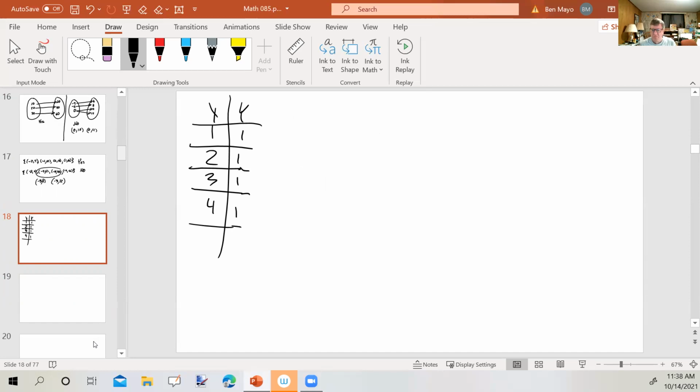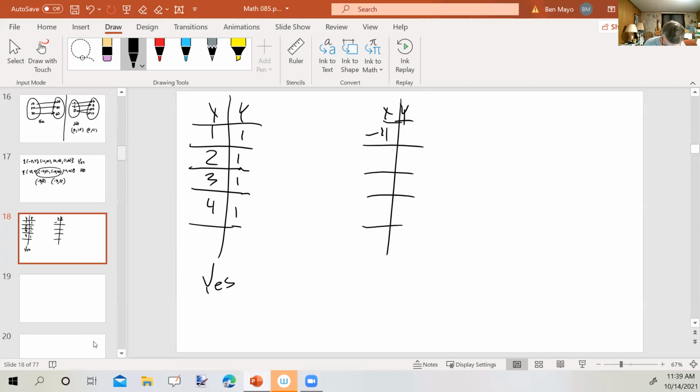Is that a function? Yes, you can have 4 different inputs going to the same output. It'd be like quadruplets, 4 people with the same birthday. So yes, that's a function. What about this one?